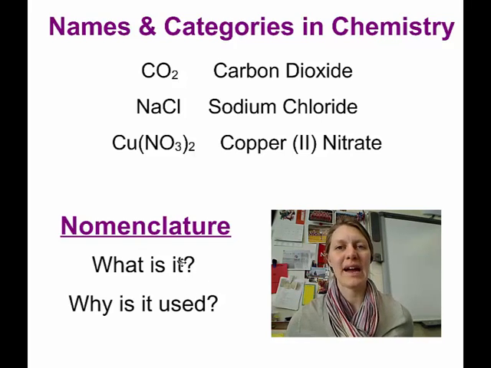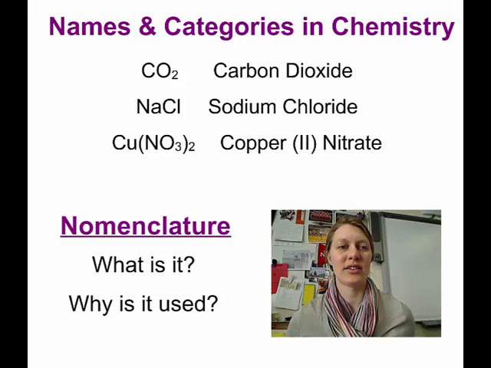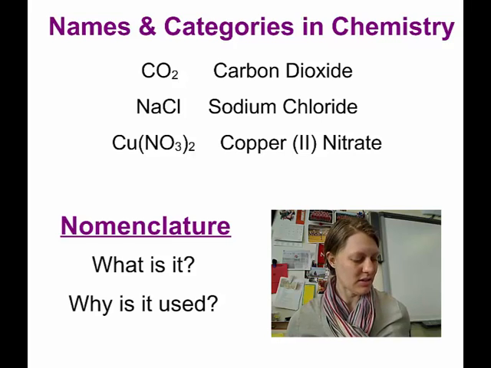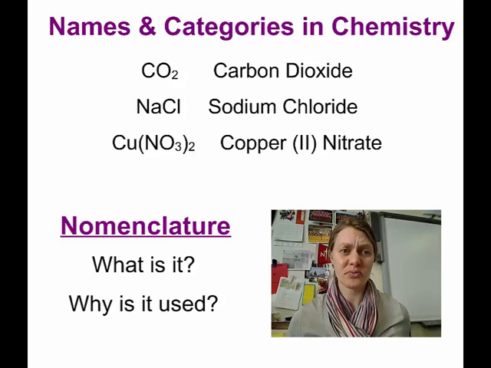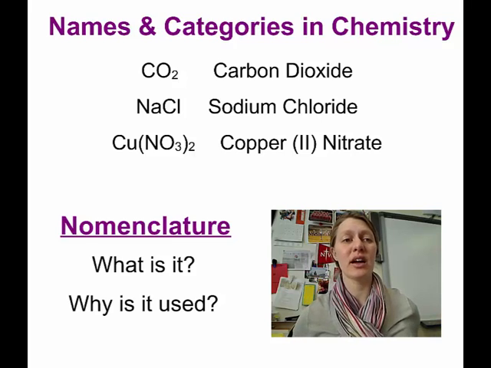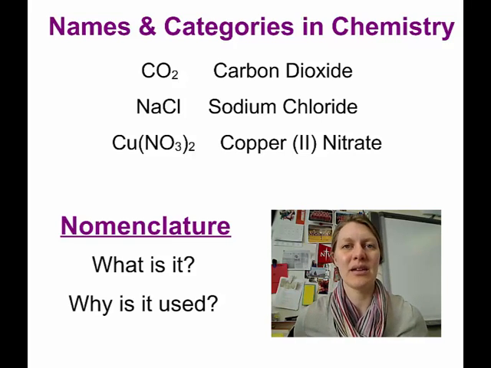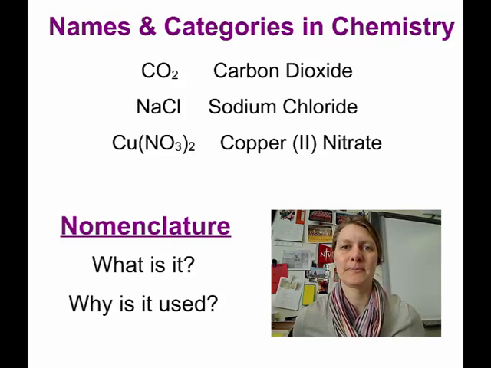Nomenclature is a way to categorize and group different elements and different compounds. We use it in order to be able to know what we're using. Are we using an ionic compound? Are we using a covalent compound? What can we expect to happen with the electrons in that compound? There's a variety of things that the name will actually tell us about it.